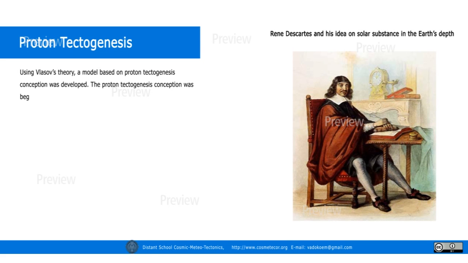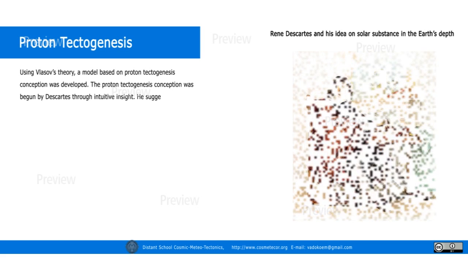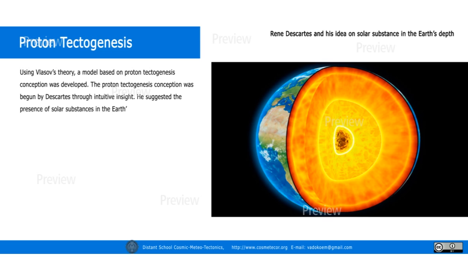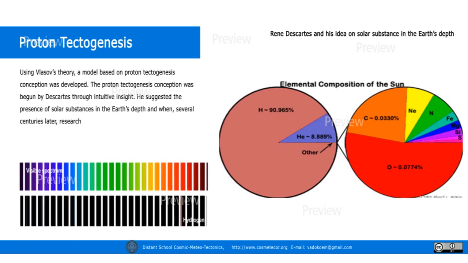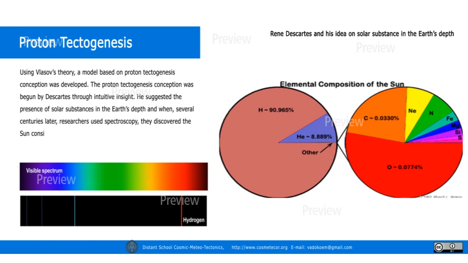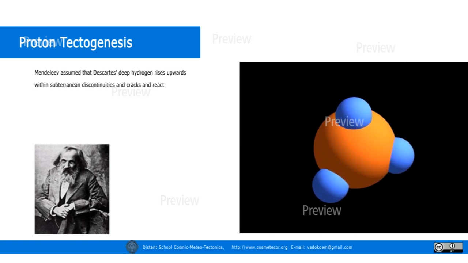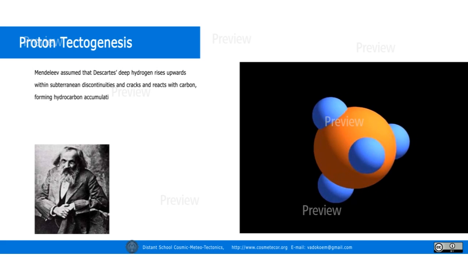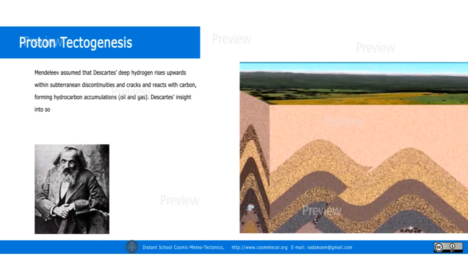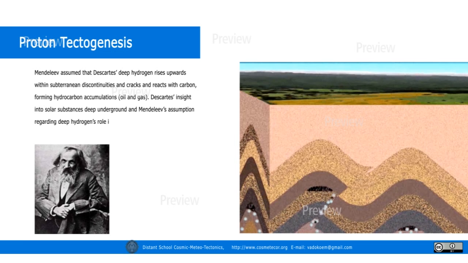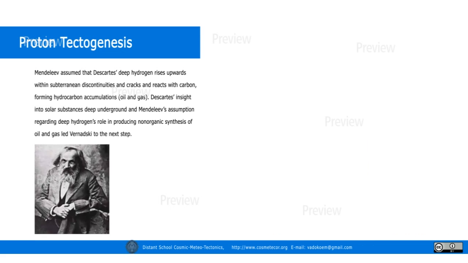The proton tectogenesis conception was begun by Descartes through intuitive insight. He suggested the presence of solar substances in the Earth's depth, and when several centuries later researchers used spectroscopy, they discovered the Sun consisted mainly of hydrogen. Mendeleev assumed that Descartes' deep hydrogen rises upwards within subterranean discontinuities and cracks and reacts with carbon, forming hydrocarbon accumulations, oil and gas. Descartes' insight into solar substances deep underground and Mendeleev's assumption regarding deep hydrogen's role in the non-organic synthesis of oil and gas led Vernadsky to the next step.